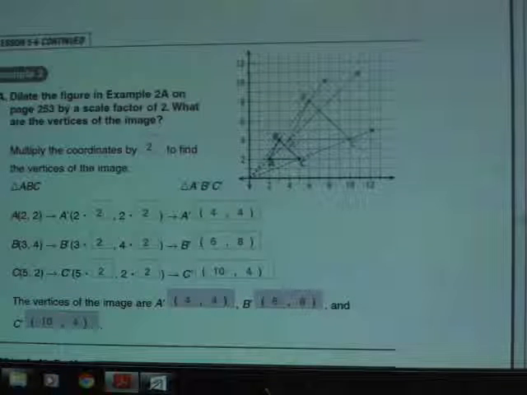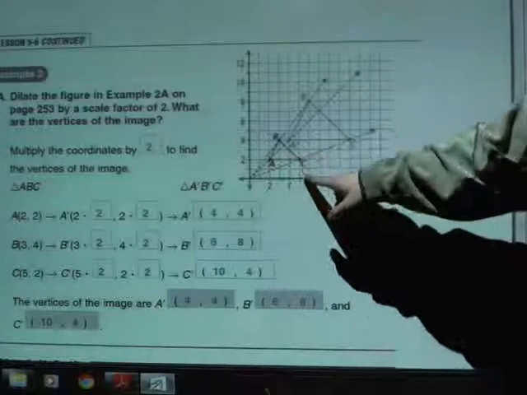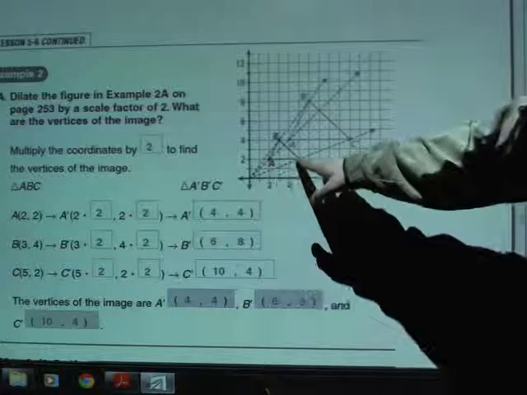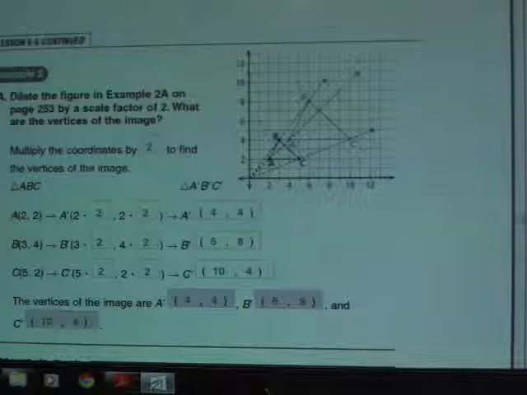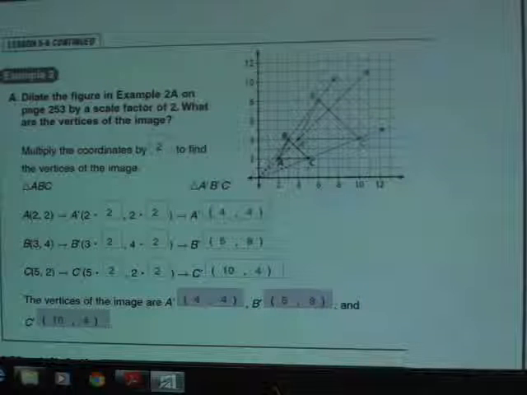All right, number 2 is asking me to dilate the figure in example 2a on page 253 by a scale factor of 2. And then they want to know what the vertices are of the image. So what are the corner points of the after? Well, a scale factor of 2 means that everything is going to be twice as big when we're done. Now, some of these would be really easy to figure out. For instance, if we're looking at AC here, AC goes from 2 to 5. Well, 2 to 5 means it's 3 large. And if I multiply it by a scale factor of 2, then it's going to be 6 large.